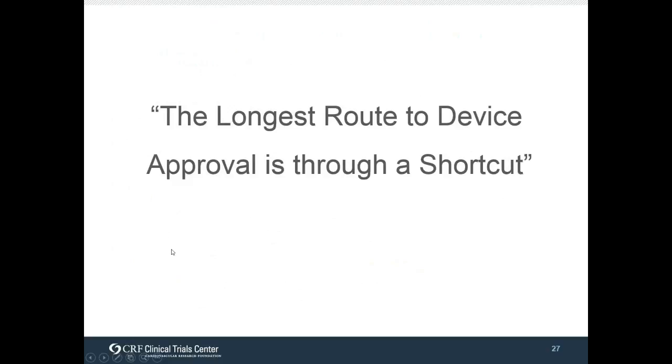So I'm going to turn it over to questions, but before doing so, I want to leave you with a quote that I think is applicable to what I've been discussing. The longest route to device approval is through a shortcut. Time is of the essence, but shortcuts often lead to greater problems and delays down the road.